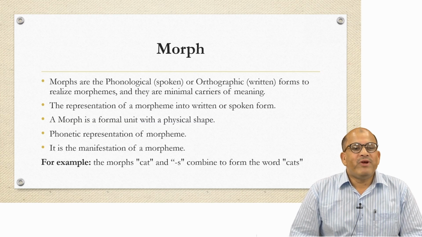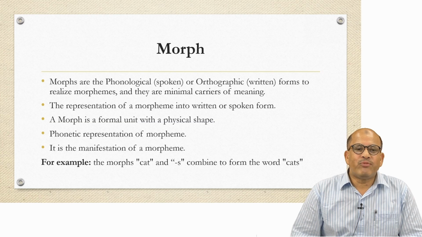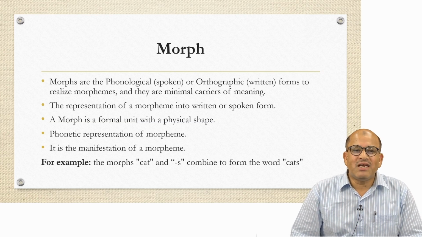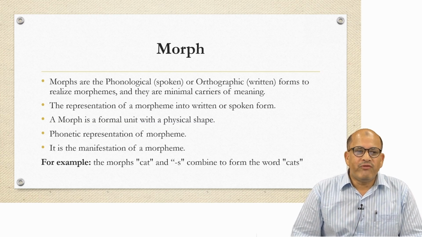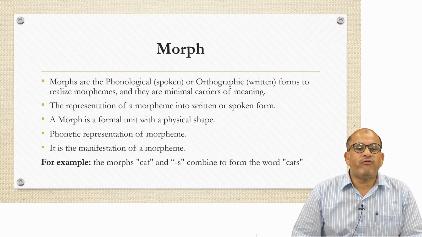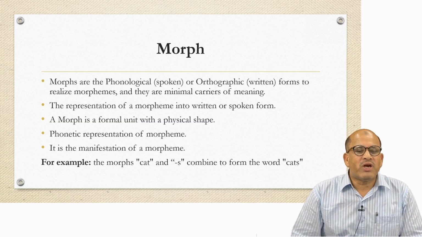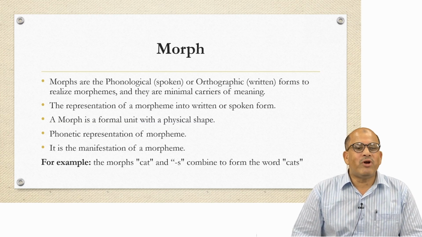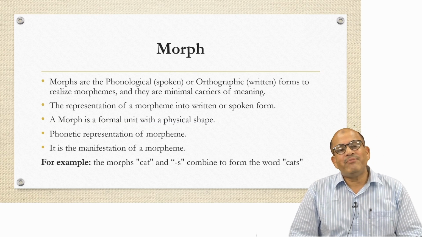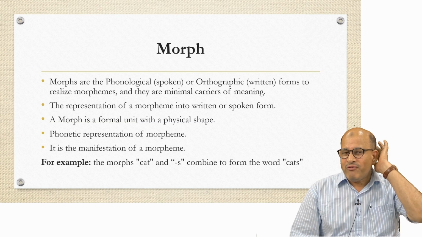Now with morpheme we need to know morph. Morphs are the phonological, that is spoken, or orthographic, that is written, forms that realize morphemes, and they are the minimal carrier of meaning. So the representation of a morpheme in written or spoken form is known as a morph. In other words, a morph is a formal unit with a physical shape; it cannot appear without a shape.